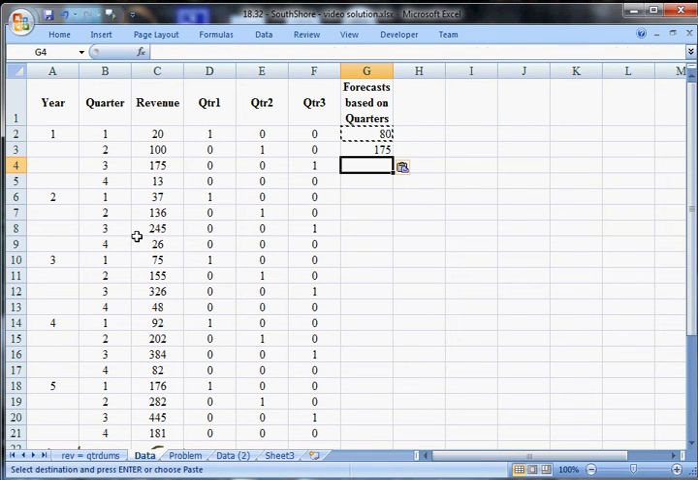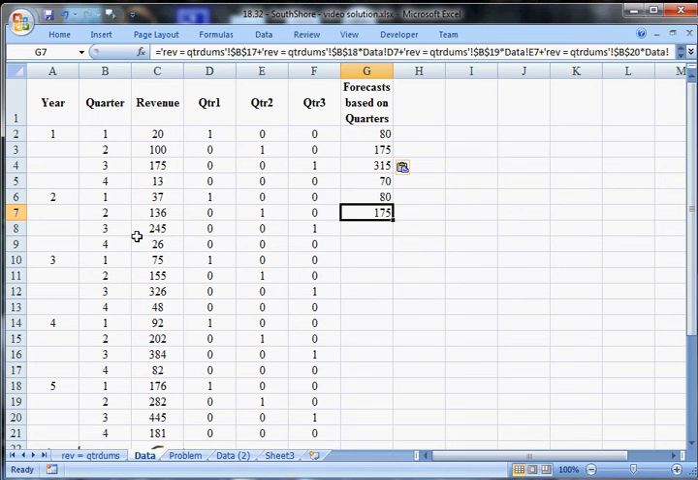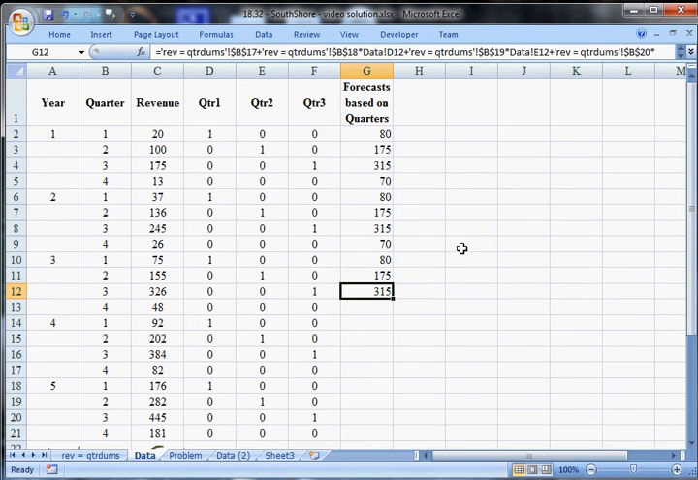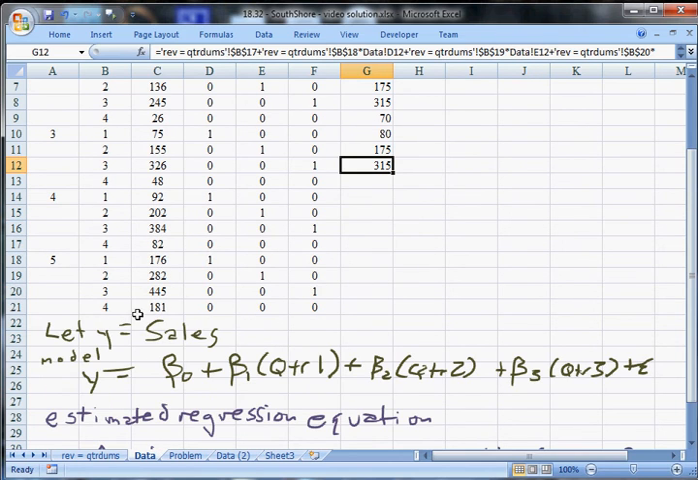So we include those, and now I'm just copying and pasting these down, and you can see that I did my math correctly. Yes. So quarter one is 80, 175, 315, and 70. And you can see in our data 80, 175, 315, and 70.